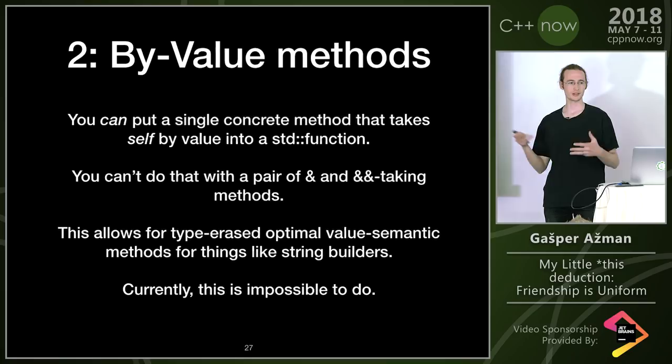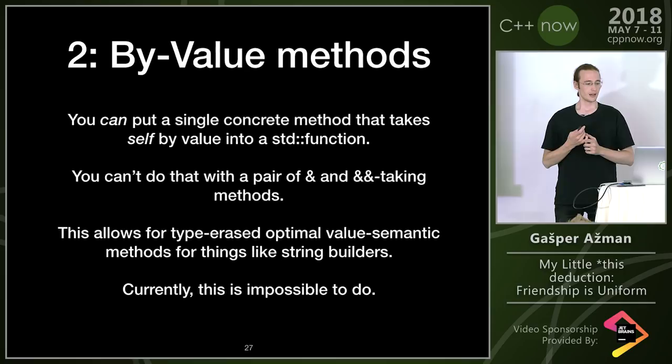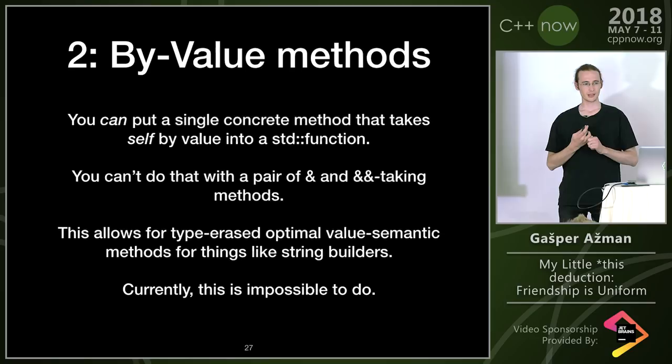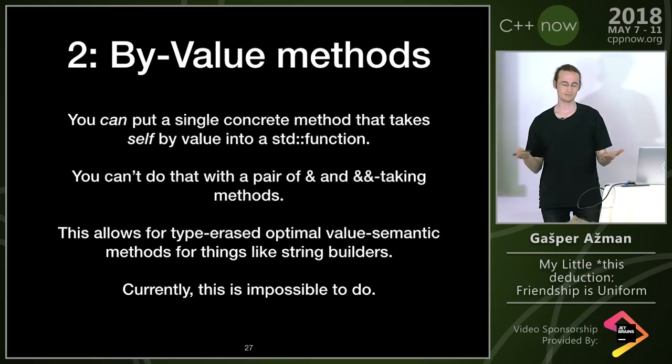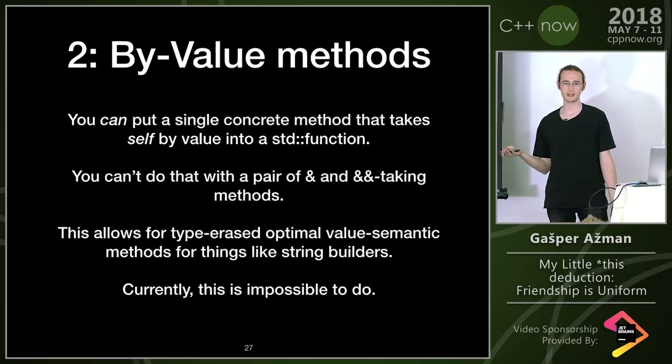You can't put a template in a std::function. You can't put an overload set in a function. And if you need a value semantics method chainy thing, then you need it. And if you want to type erase a builder pattern, which apparently some people want to do, then this is exactly what you need.